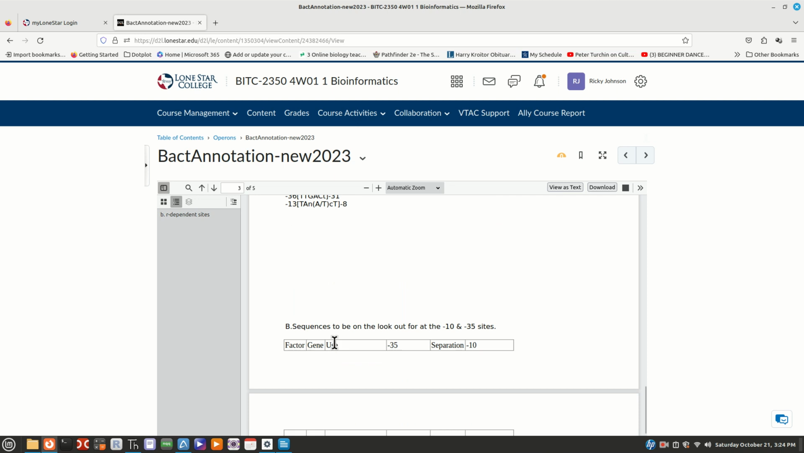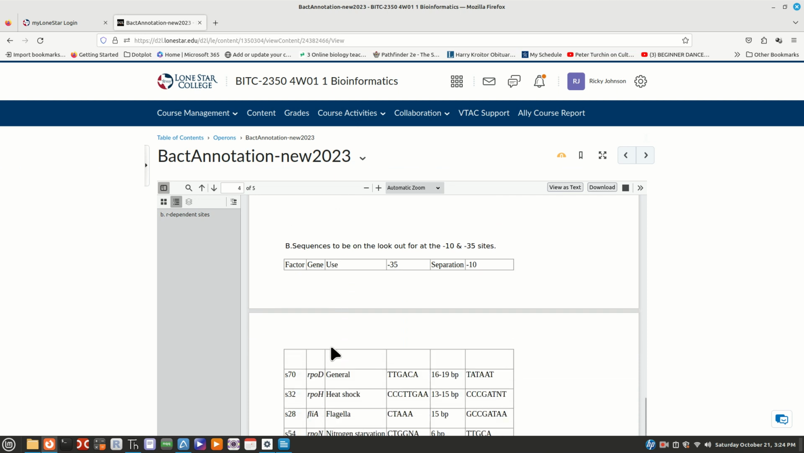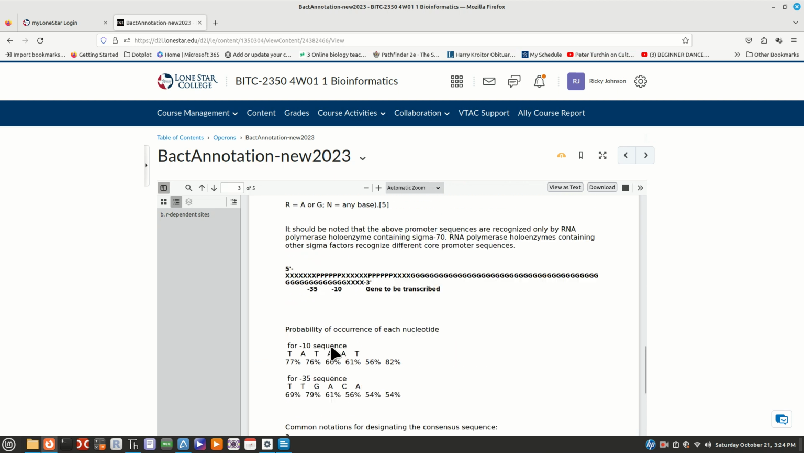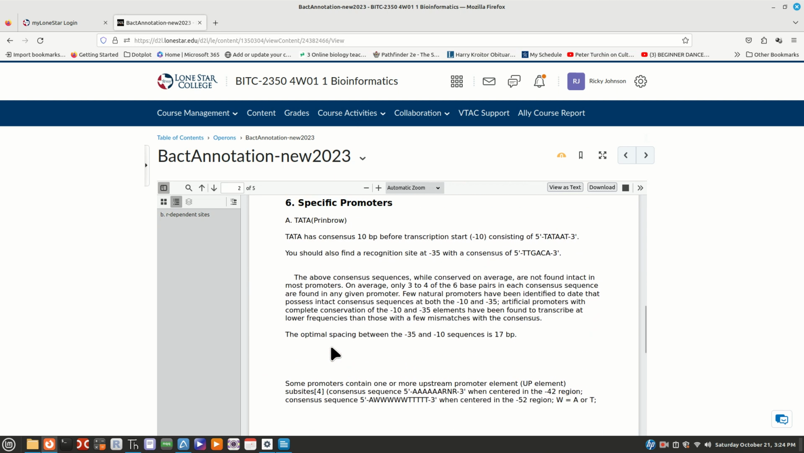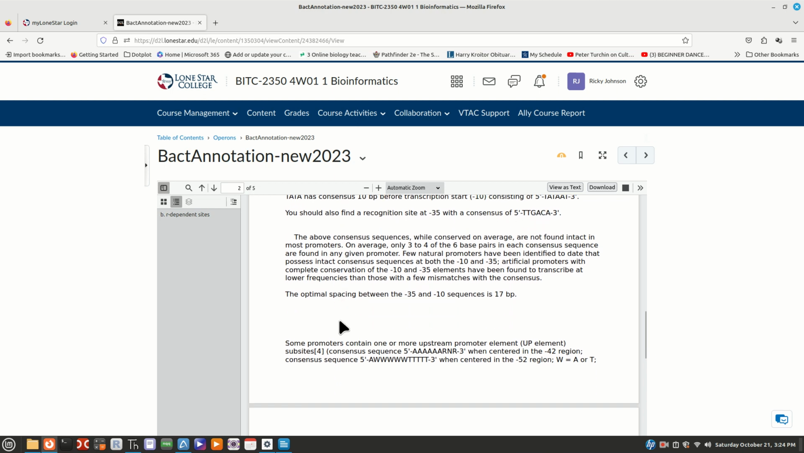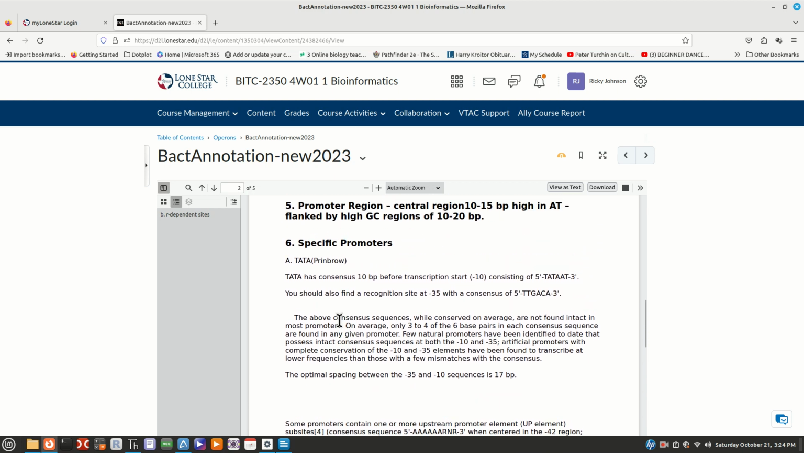Now, sequences to be on the lookout at -10 and -35. The interesting thing is, we think of the TATA box, and it comes at -10, and it has this consensus sequence that comes at -35, and you can look for those. And it's actually the position that is important, not the letters.